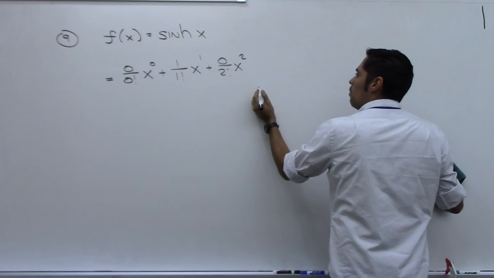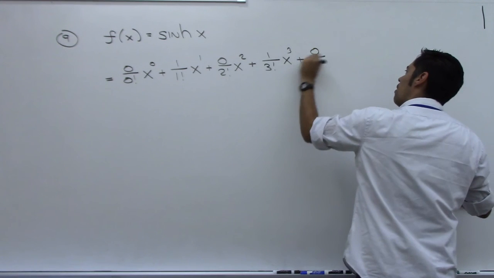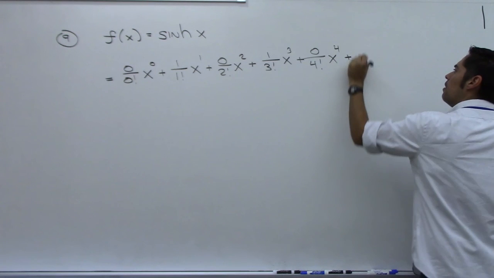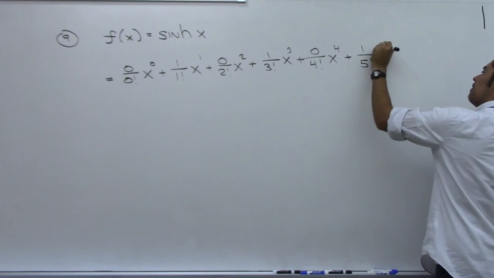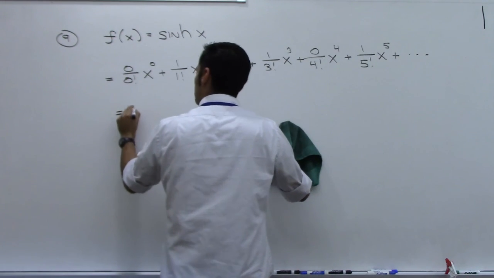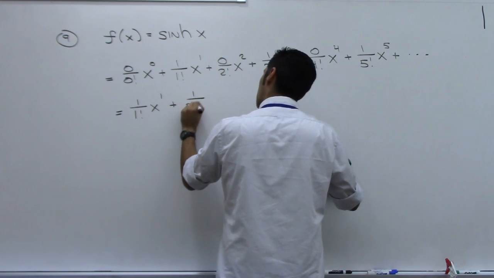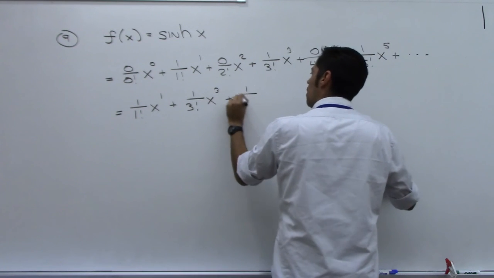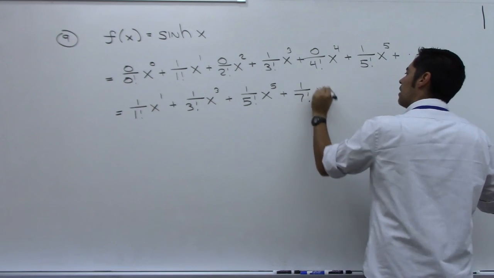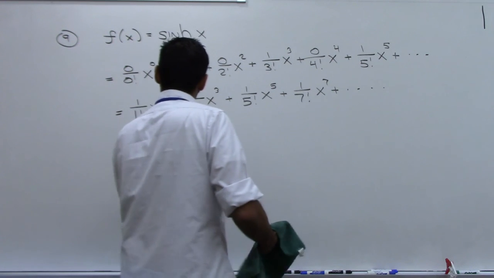And we keep on getting 1s and 0s. So 1 over 3 factorial x to the third plus 0 over 4 factorial x to the fourth, and then plus 1 over 5 factorial x to the fifth plus dot dot dot. Get rid of all the 0 terms. So you get 1 over 1 factorial x to the first plus 1 over 3 factorial x cubed plus 1 over 5 factorial x to the fifth plus 1 over 7 factorial x to the seventh, and you keep going. And now I'll come up with a sigma notation for this.